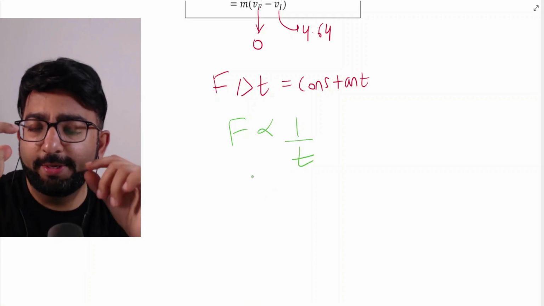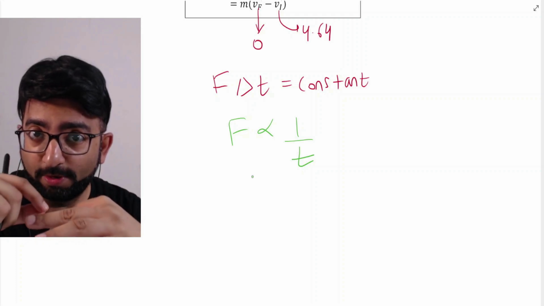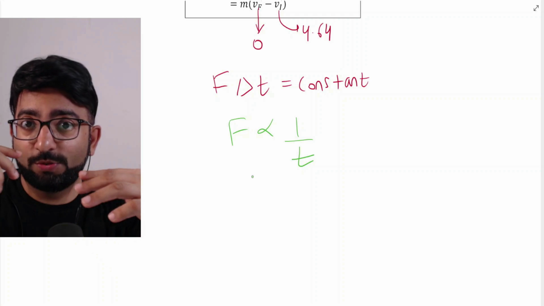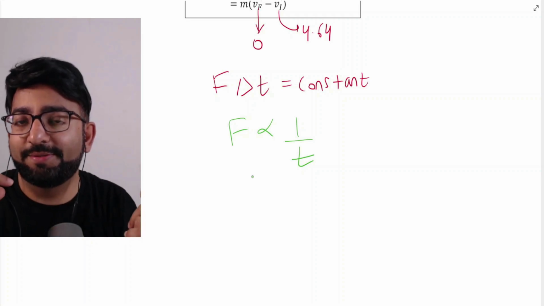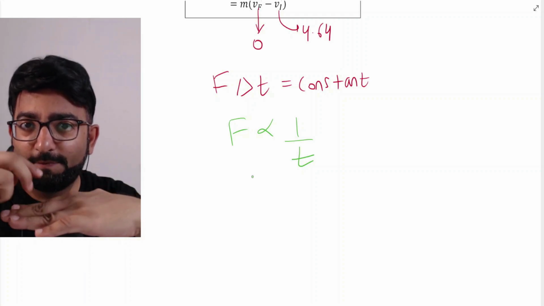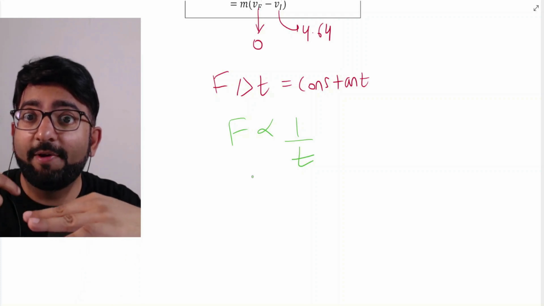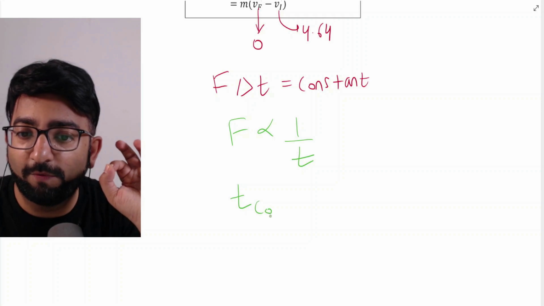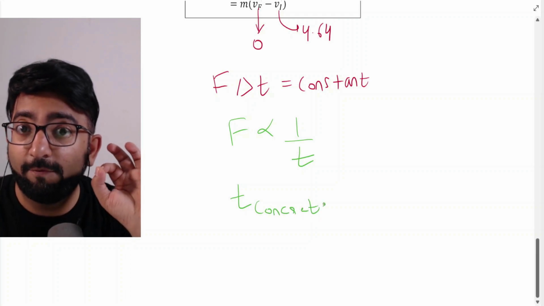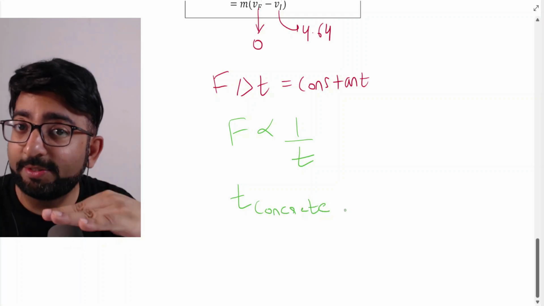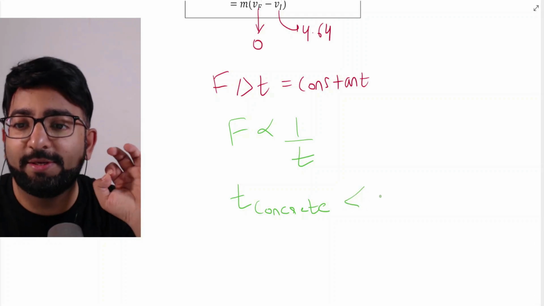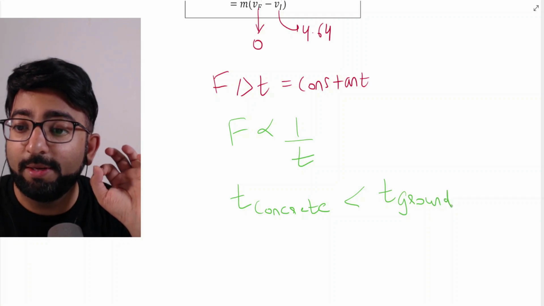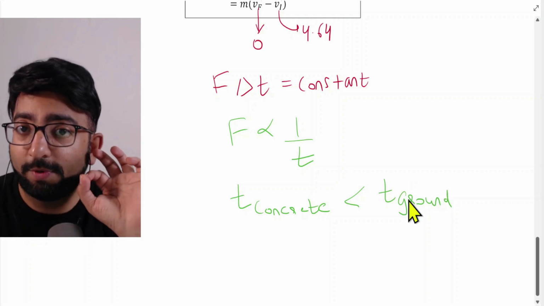Now, try to visualize when the egg hits a concrete surface versus when the egg hits the ground. The time taken to come to rest will be greater in which case? See, concrete is a lot harder surface, so the egg will come to rest in a very short amount of time. So we can write that the time taken for the egg to come to rest when it hits the concrete will be much less than the time taken in case of the ground. So t concrete is less than t ground.